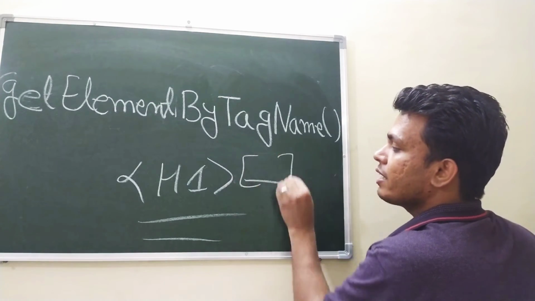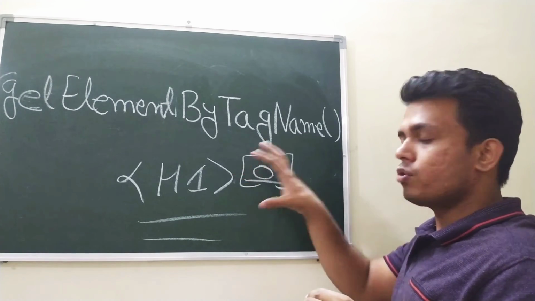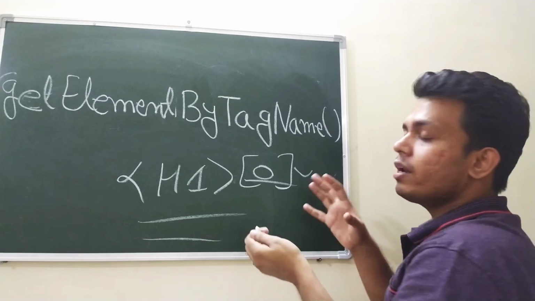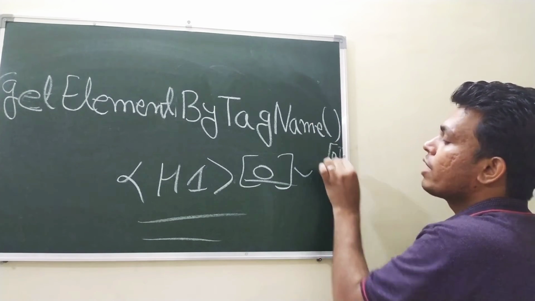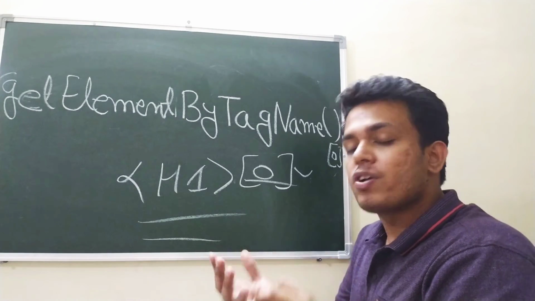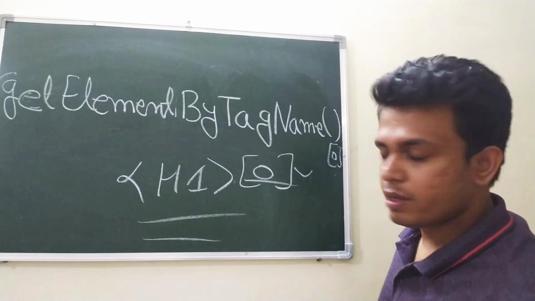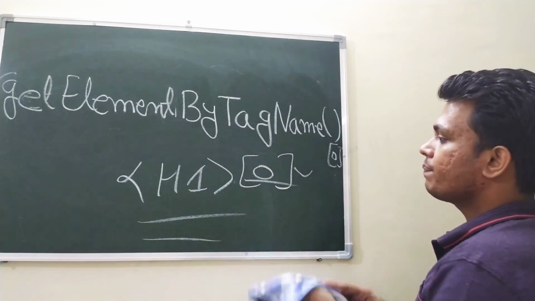You need to pass the index number if you are individually grabbing any element via this. You need to write it here after this parenthesis so that you can grab the proper element. Suppose I want to grab the first one. You can do that with the help of it. So this is all about get element by tag name.